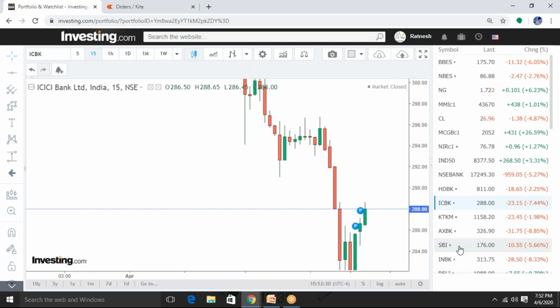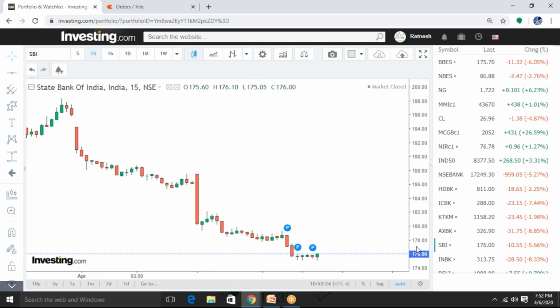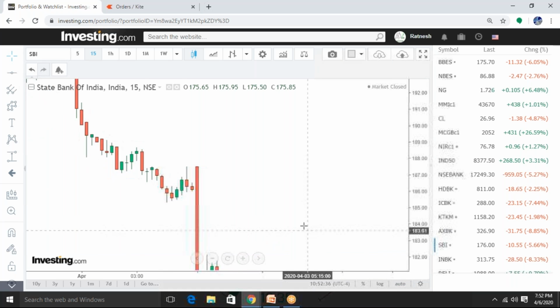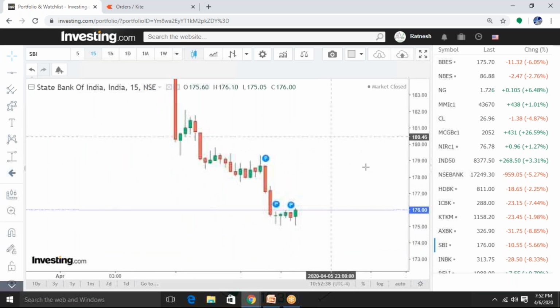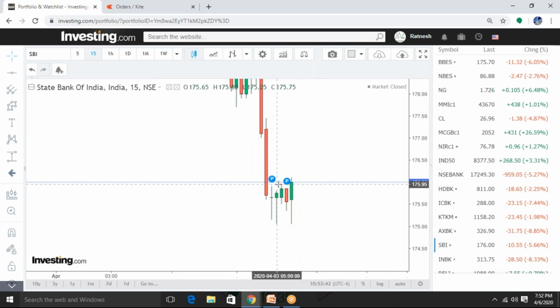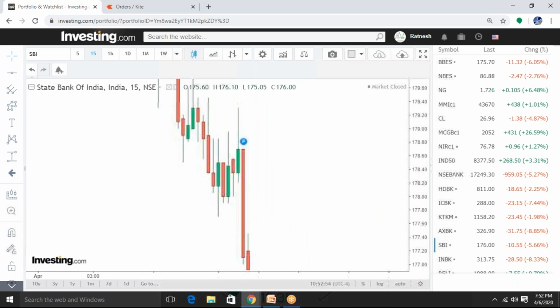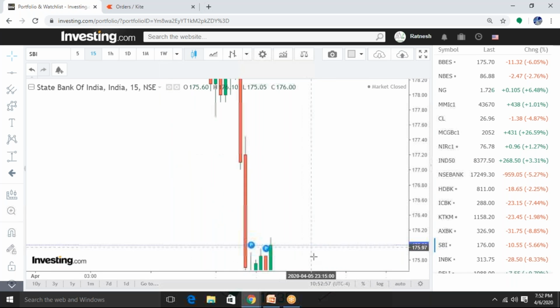Suppose someone is taking the SBI chart. See clearly, the SBI chart is trying to form some type of morning star. It is trying to form a morning star. See, observe.